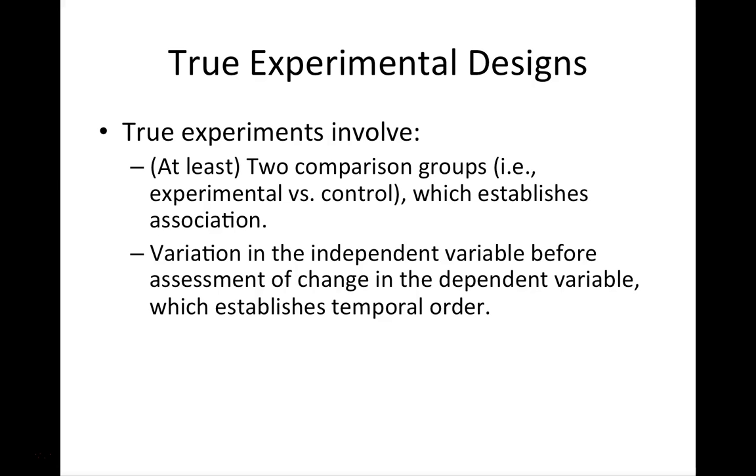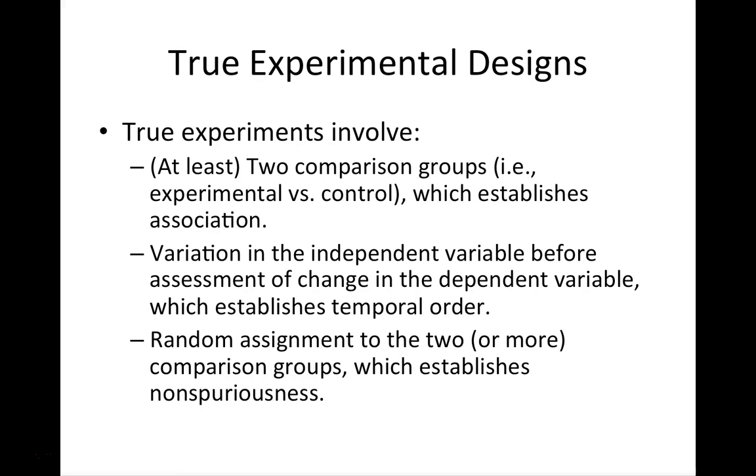They involve variation in the independent variable before assessment of change in the dependent variable. So again, establishing that temporal order that's important to make claims of causation. And they involve random assignment to the two or more comparison groups. And that helps us to establish non-spuriousness. So it helps us to feel certain, or somewhat certain, that there's not a third variable that we don't know about that's different between the two groups that's causing the difference that we're actually seeing.